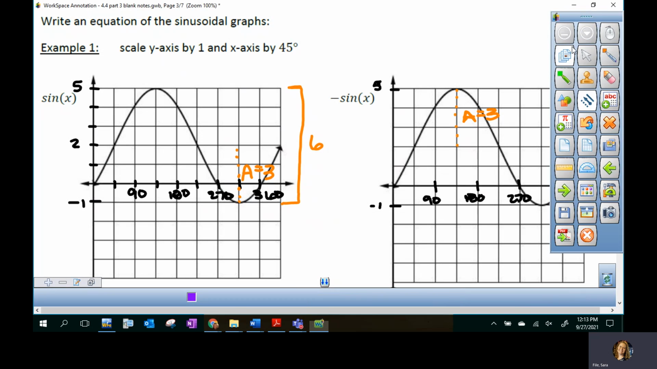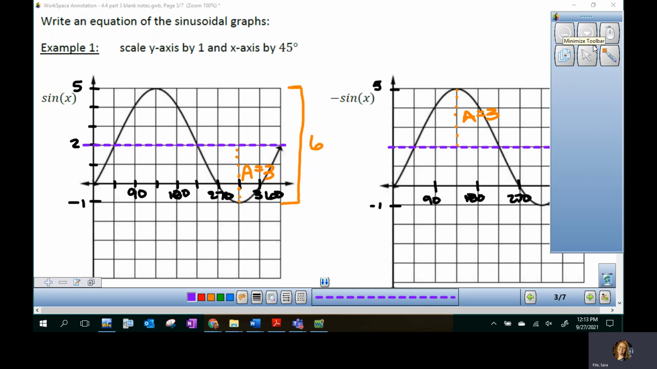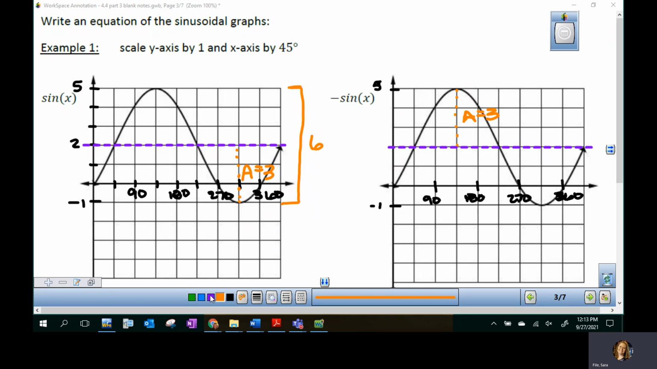And that tells me where I should be drawing my midline. Okay, so if I'm at -1 and I go up 3, where am I? At 2. Y equals 2 is the midline. Okay, same thing over here. If I'm at 5 and I go down 3, it's still at 2, right? Okay, so they have the same midline, same amplitude. Okay, so I'm going to label that my vertical shift is up 2 because that's where the midline is.